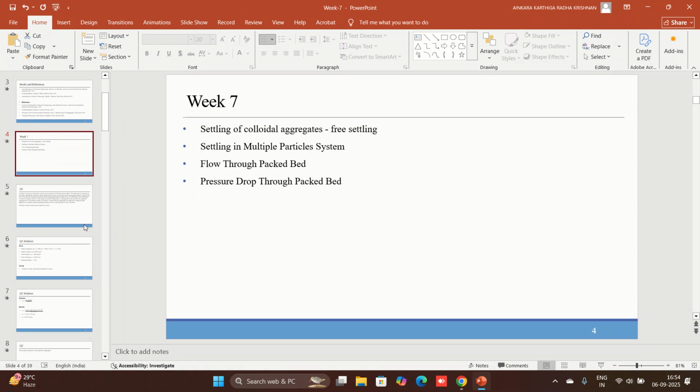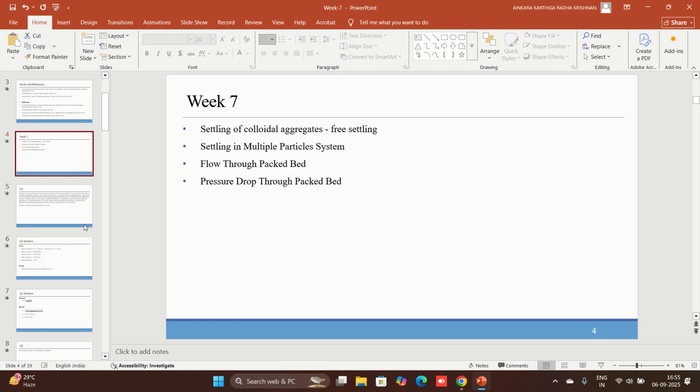Next is flow through packed bed. What concepts have we seen? We saw flow through a packed bed, superficial gas velocity and average velocity. We saw that average velocity is greater than superficial velocity. Superficial velocity is the empty column velocity. And we also saw how pressure drop in a packed bed is higher than the pressure drop in a normal empty column. We also saw how to calculate the void fraction.